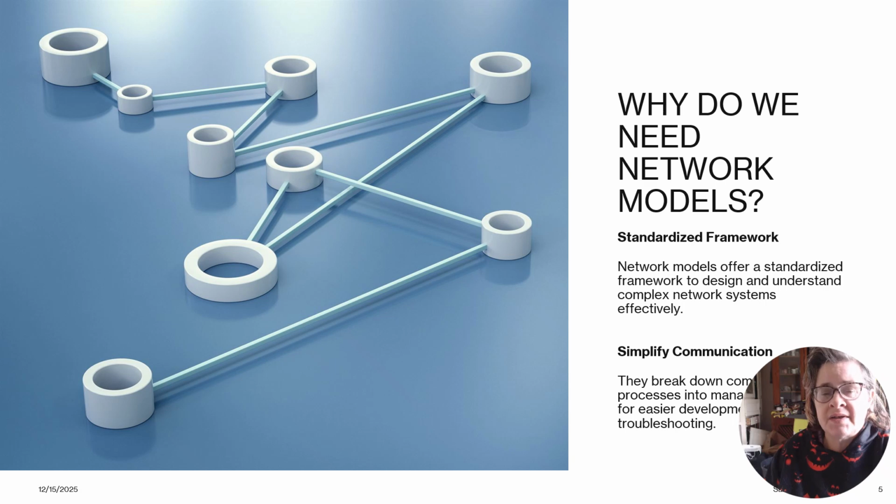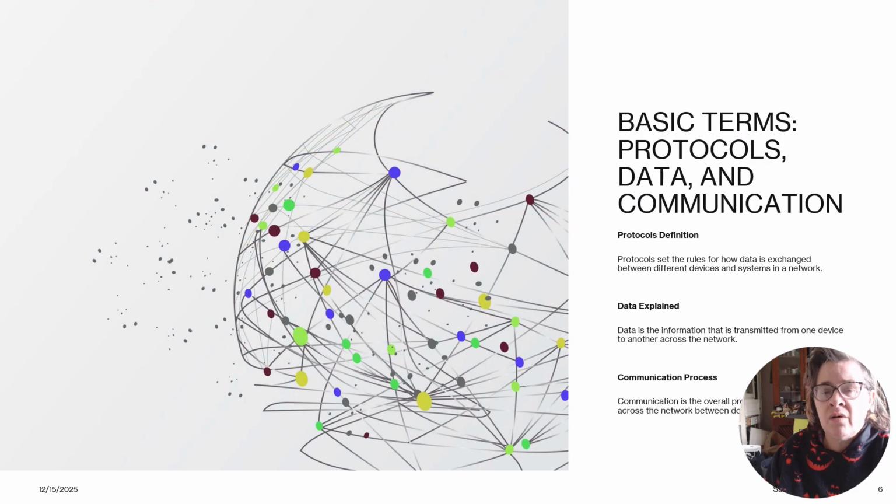Network models provide a standardized framework to design, understand, and troubleshoot networks. They help break down complex communication processes into manageable layers for easier development and maintenance. Protocols are the rules governing data exchange between devices. Okay, so that's what protocols are. You'll hear the term protocols a lot, and it's basically just the rules governing how data is exchanged or how data works across a network. Data refers to the information being transmitted, and communication is the process of the data or the information going across a network. Okay.